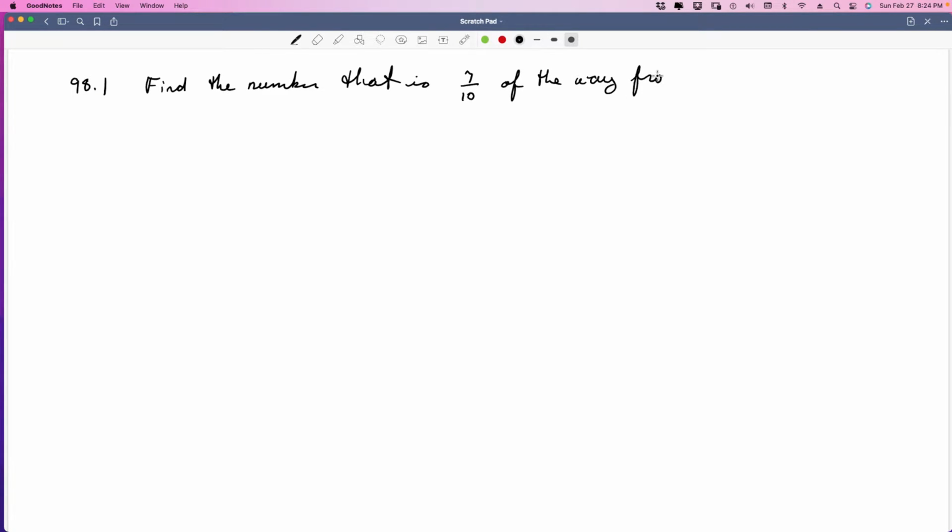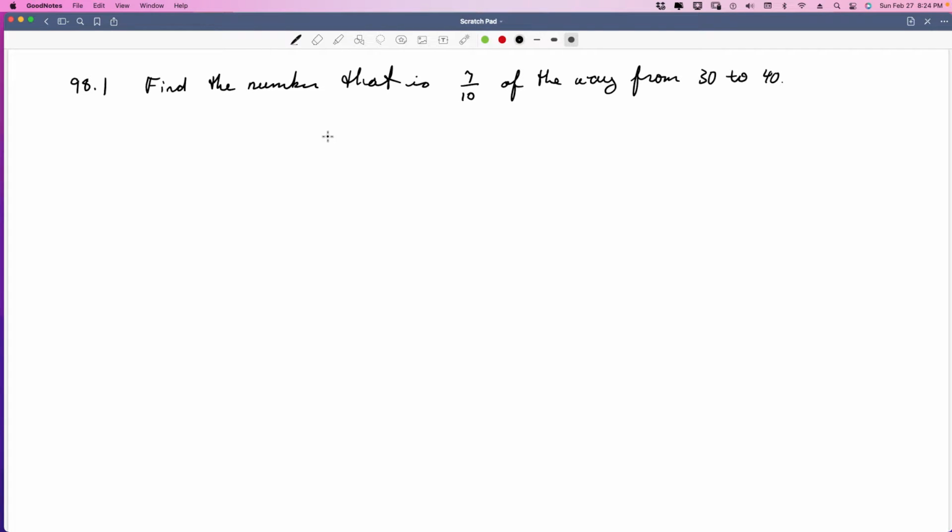Let's just jump right into this first problem, and I'll show you what I mean. It's really more about basic knowledge and understanding of how numbers work. That's what we're working on right now. So 98.1 says to find the number that is 7/10 of the way from 30 to 40. So think about your number line.